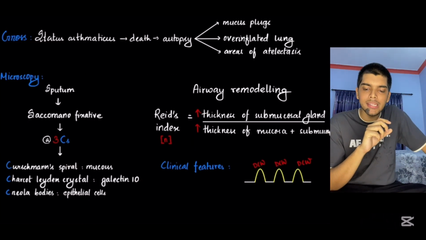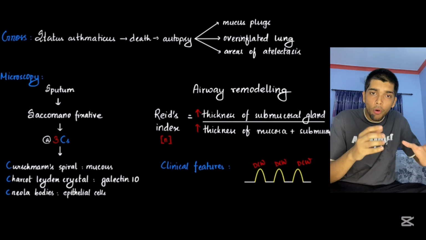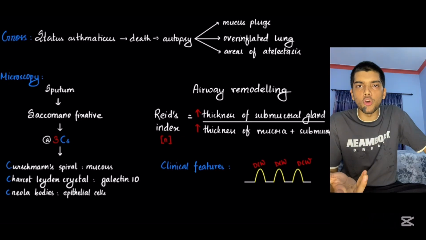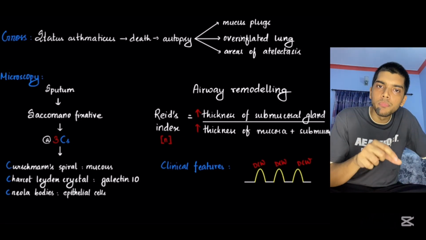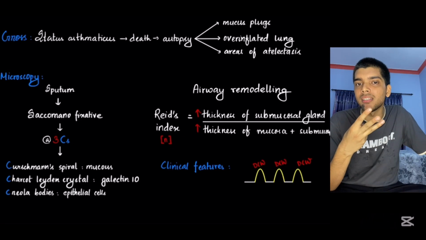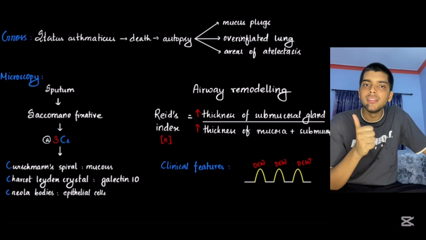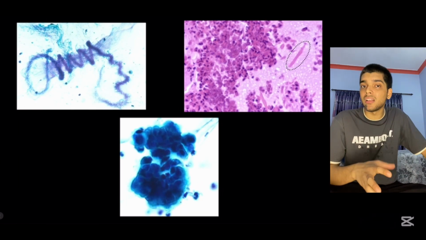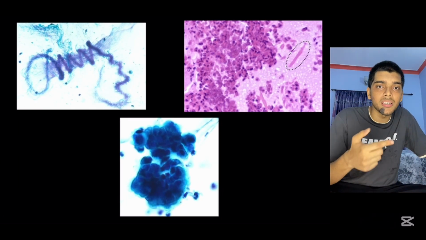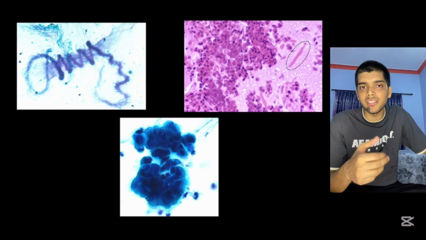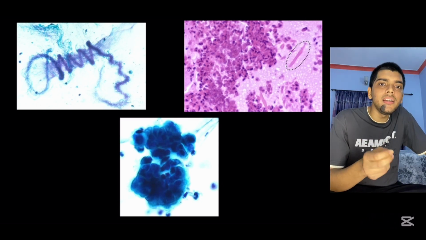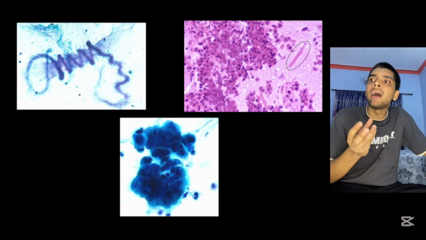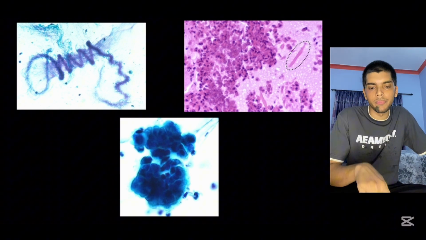Then gross. Grossly, you can see mucus plugs, you can see inflated lung and areas of atelectasis. Microscopically, if you look at the microscopy of sputum, you can see the 3 C's: the Curschmann spiral, the Charcot-Leyden crystal, and the Creola body. The Curschmann spiral is spirally coiled mucus that gets coughed out. Charcot-Leyden crystal is made up of galectin 10, which is derived from eosinophil. Creola body is a mass of epithelial cells that gets coughed out.